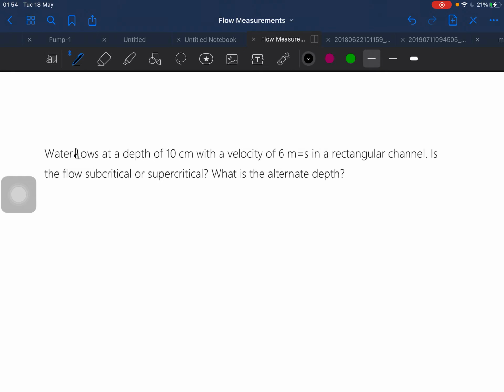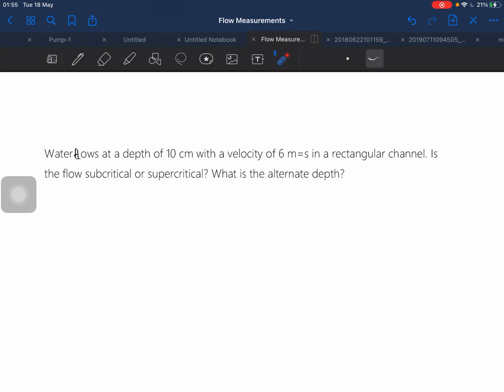Hello everyone, today I'm going to talk about the same topic, flow measurement, the latest topic that we have studied. I'm going to start with the continuous problem from last video. In this problem, we're trying to find the alternate depth.